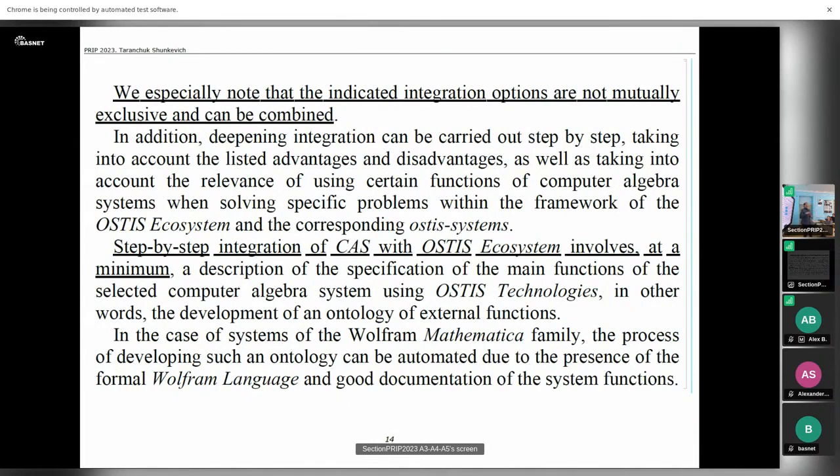As I said, we have chosen a black box option, but we especially note that the indicated integration options are not mutually exclusive and can be combined. For now, we need to prove our idea. We use a black box, and then step by step we can make our integration deeper and deeper, and describe different features of Mathematica in the OSTIS system and so on.